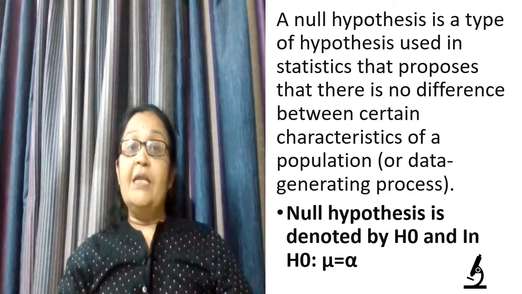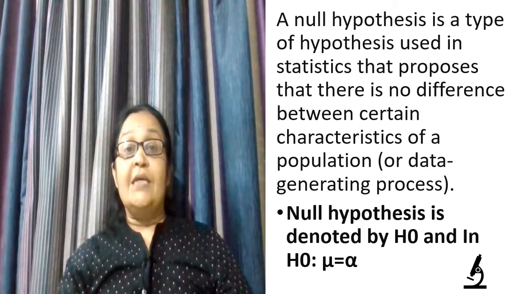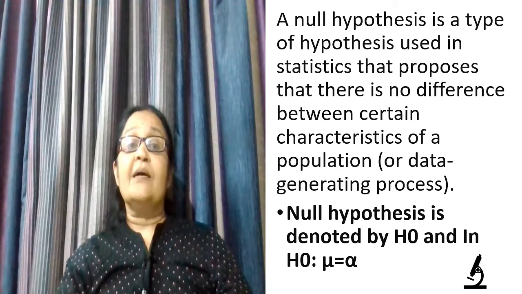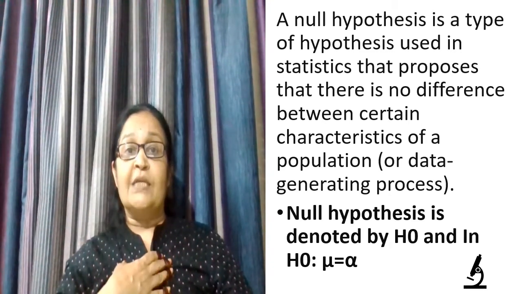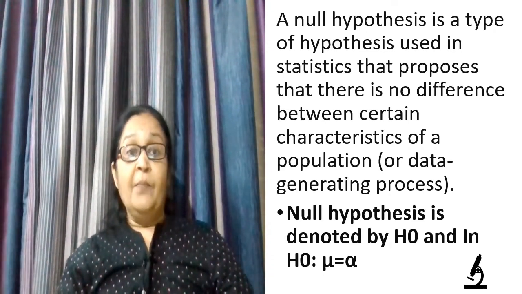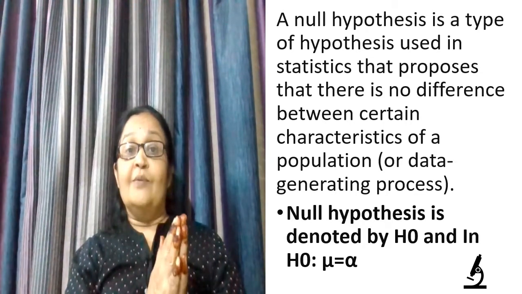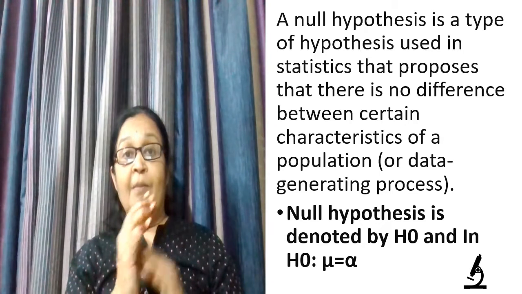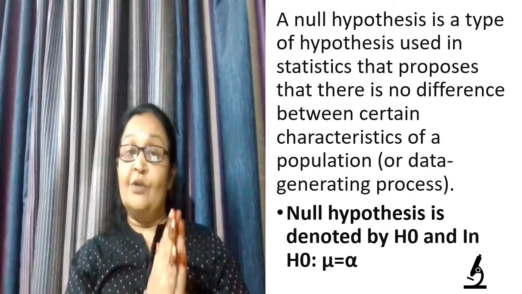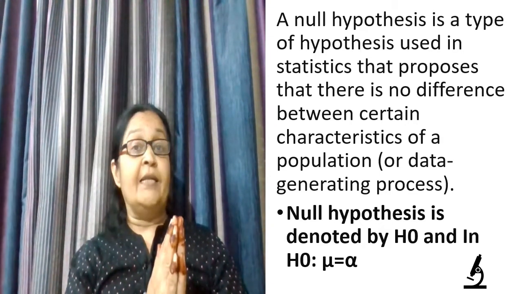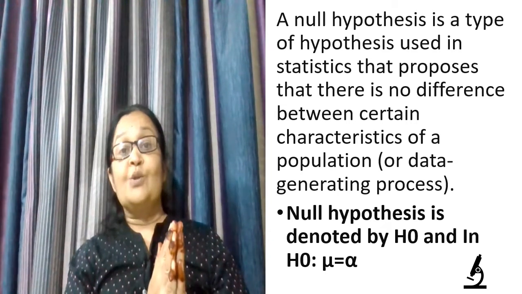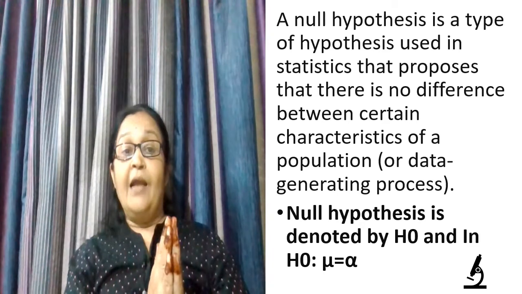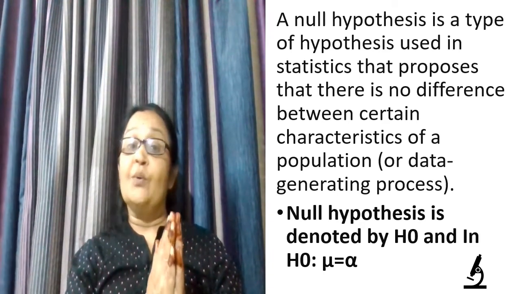Suppose the average result of my university is 70 marks out of 100 and I wish to set a null hypothesis for my college. It will be: the average result of the university is equal to the average result of my college. Means if the average result of the university is 70 marks out of 100, for my college also it has to be 70 marks out of 100, and there is no deviation in it.